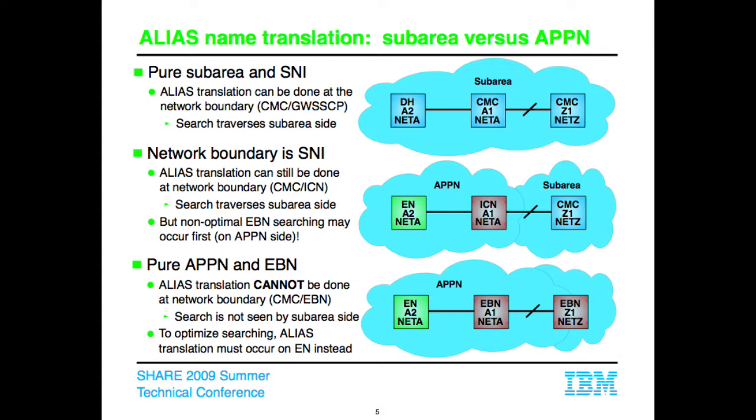So the idea in this case now is that we never had the opportunity to translate the alias name to a real name before we actually did the searching. So this is a case where alias name translation, either via NetView or via the session management exit, does not really help you in optimizing the search performance.